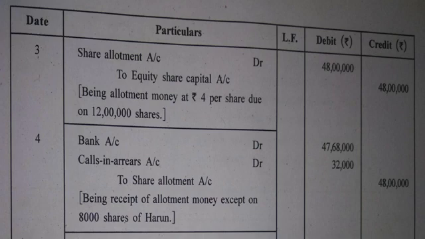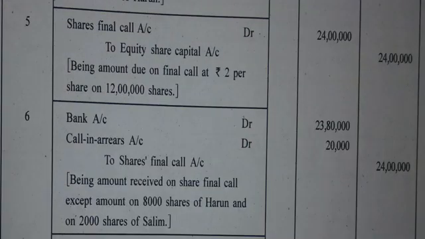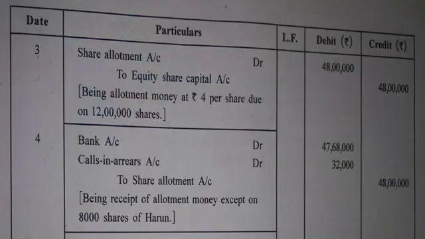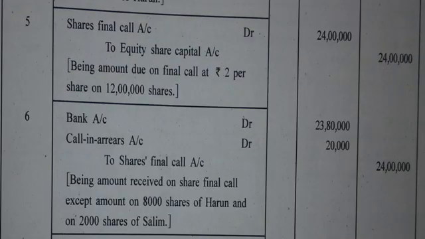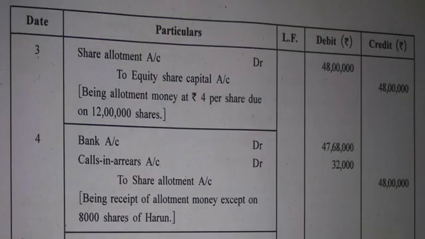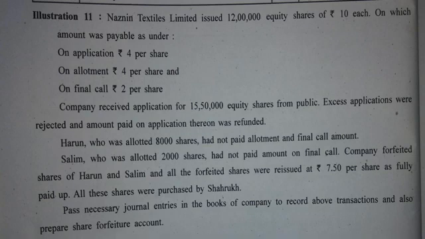So moving ahead, now is the step when final call money becomes due, which is of rupees 2. So when share final call becomes due, what is the journal entry? You just have to replace allotment with final call. If it was first call, you were supposed to write down first call. If it was second call, you will write down second call. It depends how it is presented in the question. In the question, it is given final call. So let us revise the question.